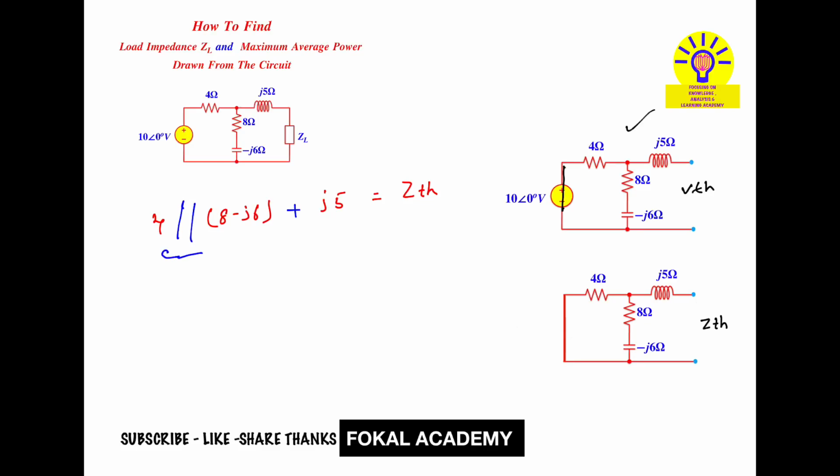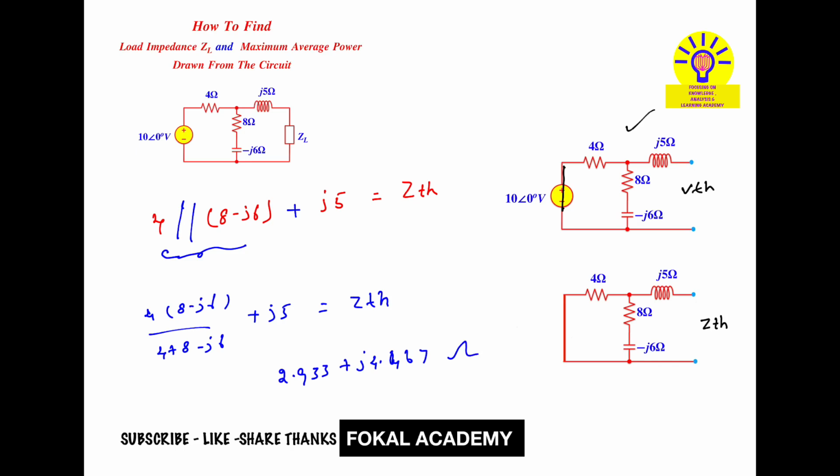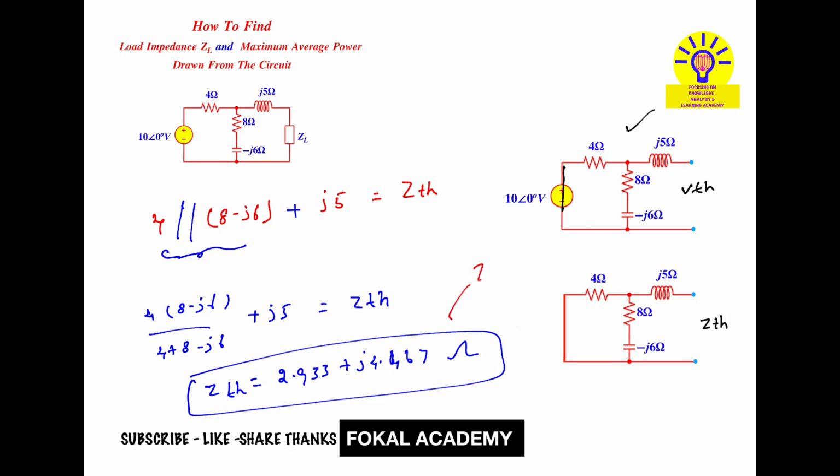Now applying the parallel formula, it becomes 4 times (8 minus j6) upon 4 plus 8 minus j6 plus j5. That is equal to ZTH. By using a calculator and simplifying this we get 2.933 plus j0.467 ohms. This is ZTH. Now from this we can get the load impedance and the Thevenin resistance, RTH.